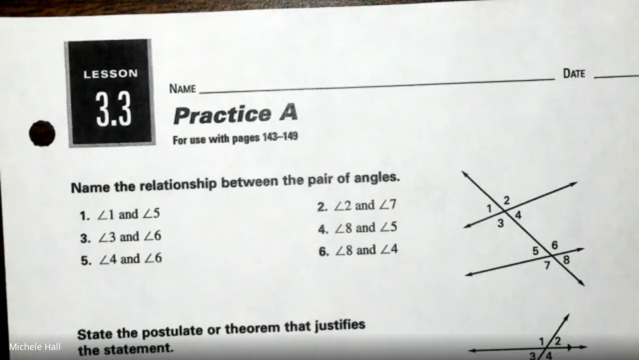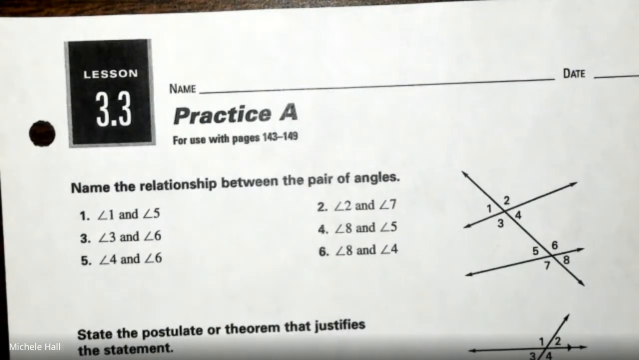Okay, here we go. 3.3. First of all, I want to know if we have parallel lines. We have parallel lines right now? No, we don't. So we can't say that anything's equal to each other. But we can still name the types of angles. 1 and 5. What kind of angles are 1 and 5?